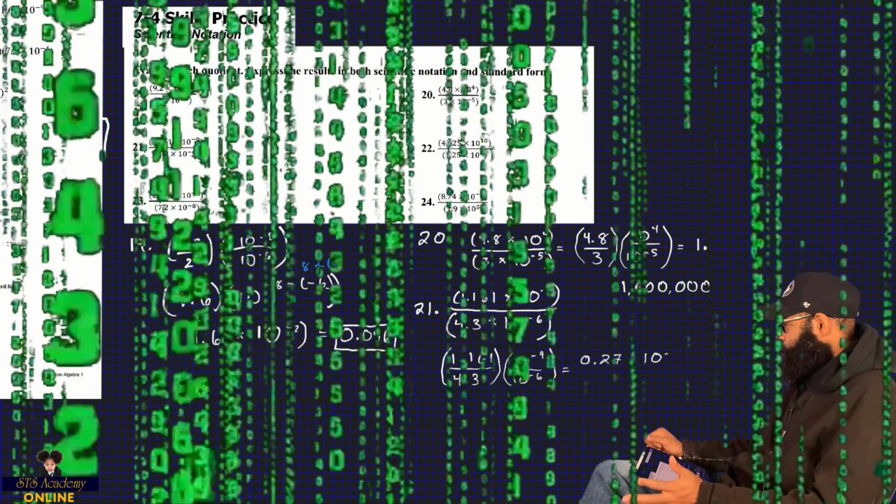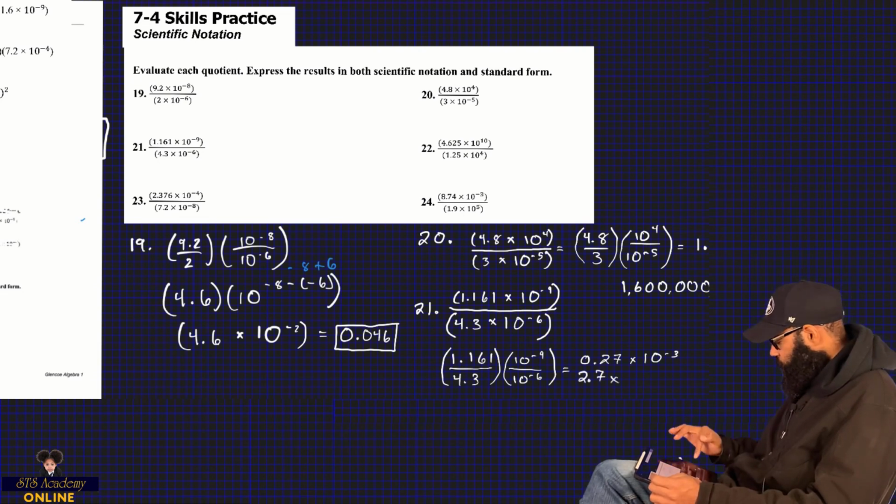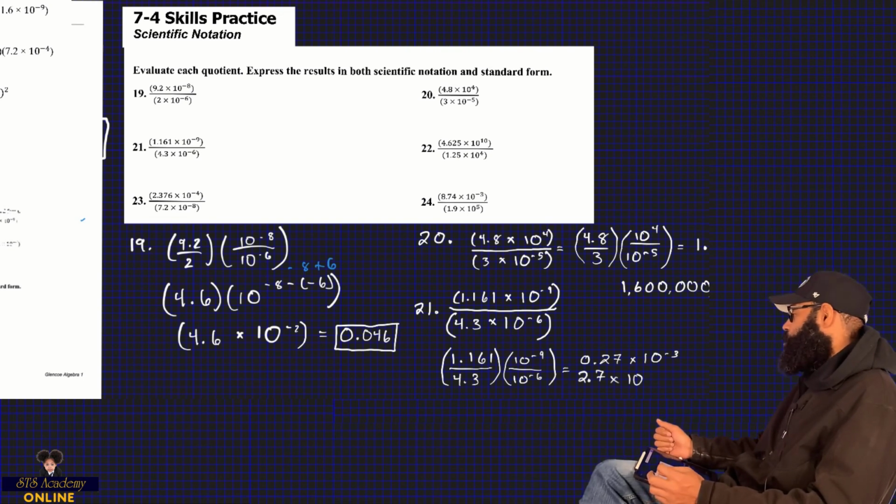So, all right, use the calculator, 0.27, and this is what I mean, guys, by that decimal ain't working where it is right now. Not working at all. But let's see if I catch it and I fix it, right? 0.27 times 10 to the negative 3 power. Negative 9 minus negative 6. Because negative 9 plus 6. Negative 3. I did move it.